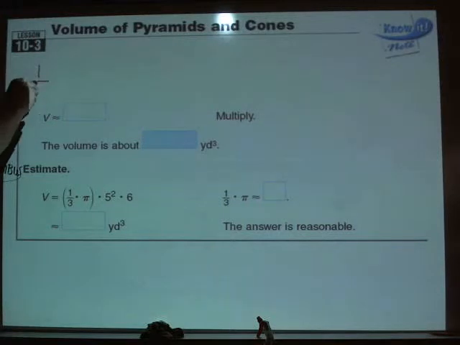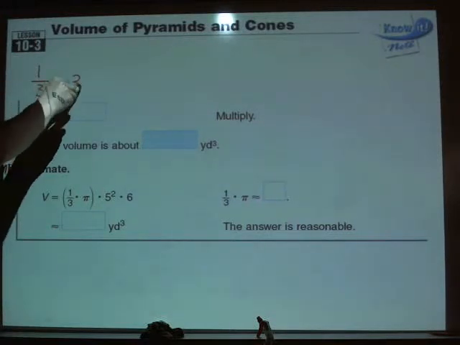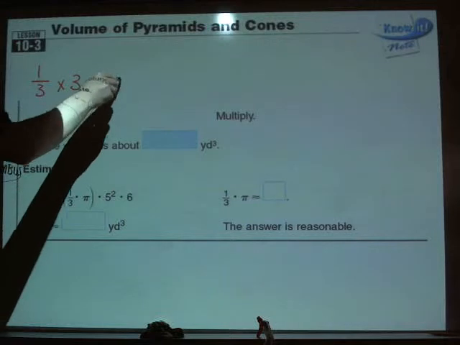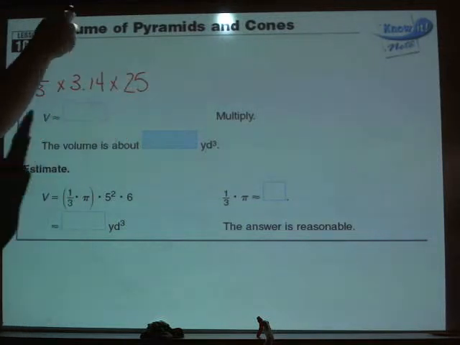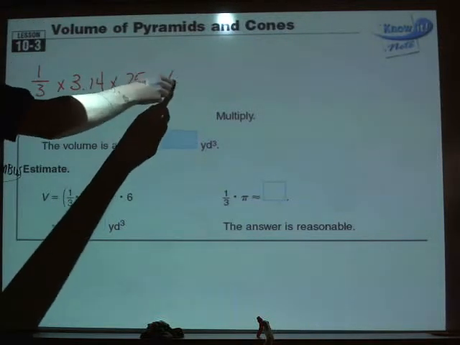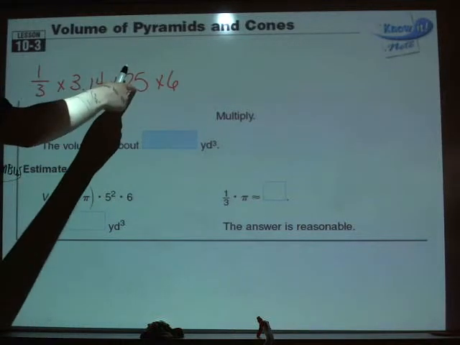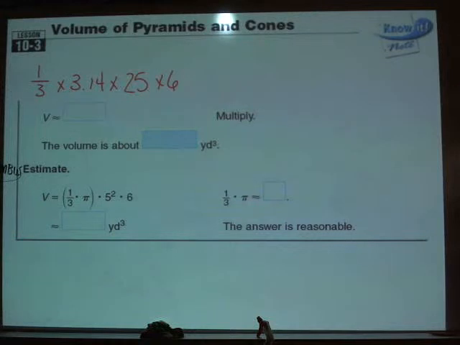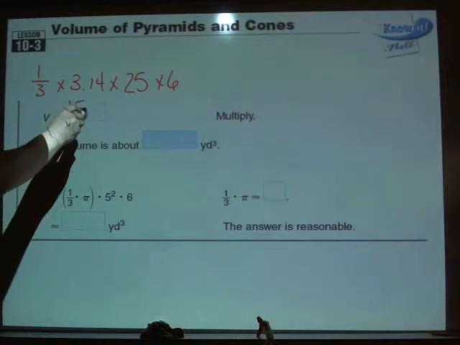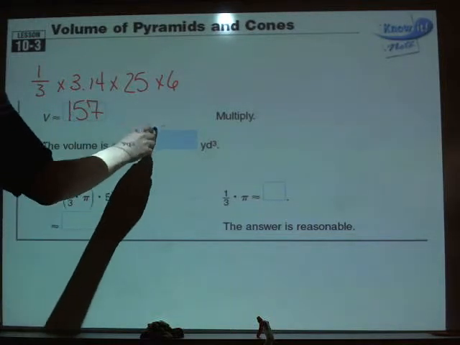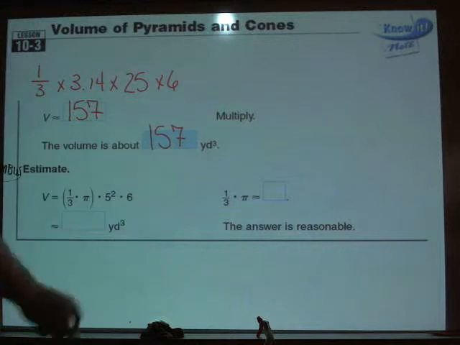Well, when I do 1/3 times 3.14 times what works out to be 25, 5 squared, order of operations, times the 6. 6 times 1/3 is going to give me 2, times 25 is going to give me 50, and 50 times 3.14 is going to change into 157. So the volume is about 157 cubic yards.